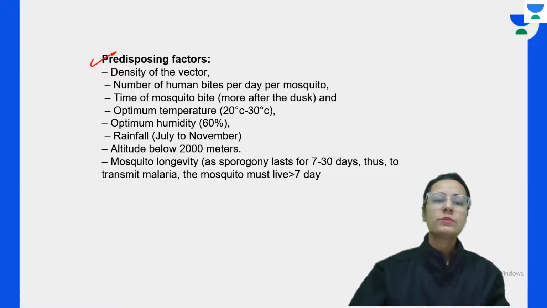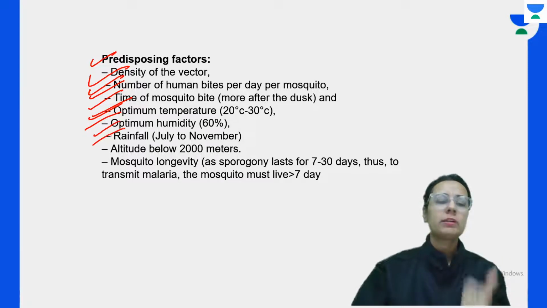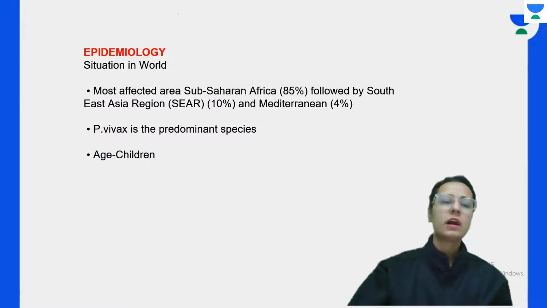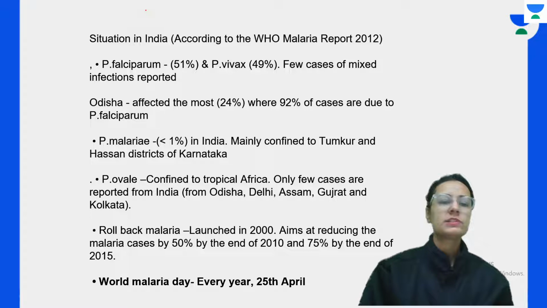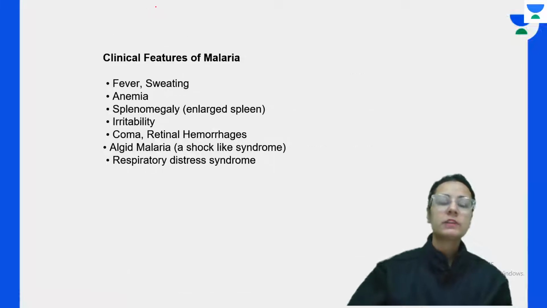These are the predisposing factors: density of the vector, number of human bites, times of the human bites, and the mosquito bites. What is the humidity, temperature, and the altitude? Now, epidemiology: vivax is predominant, and children are mainly affected. Malaria Day is the 25th of April, and Odisha is the mainly affected state.